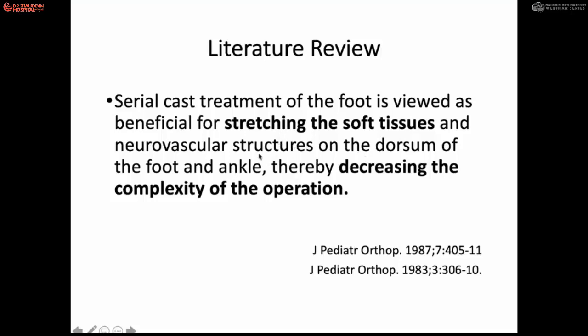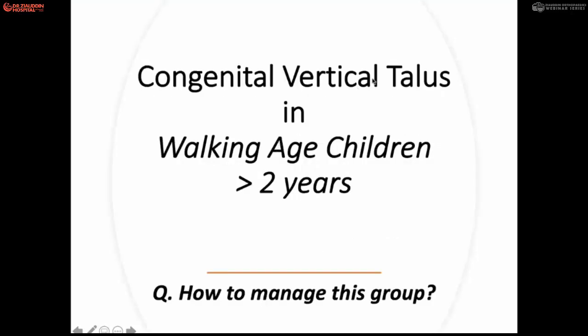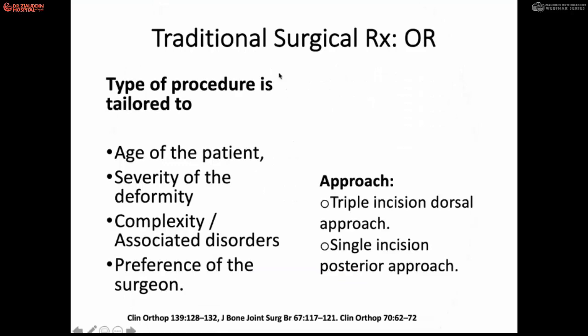It feels there is no source or no disruption of skin on the lateral side when you do the multiple procedures. Congenital vertical talus in the walking age group, over 2 years of age: how to manage this case when they come at the age of 2, 3, 4 years, and there is a significant contracture on the anterolateral surface with the peronei and the dorsal surface. Other tendons are shortened on their side, and you need multiple procedures.